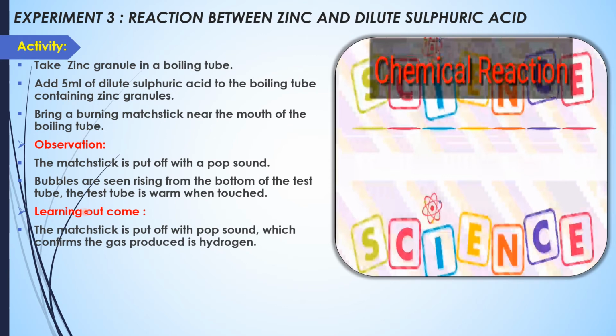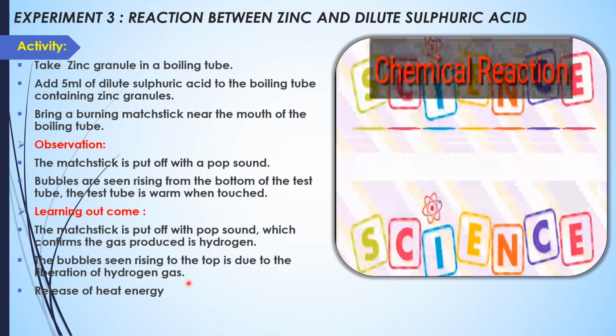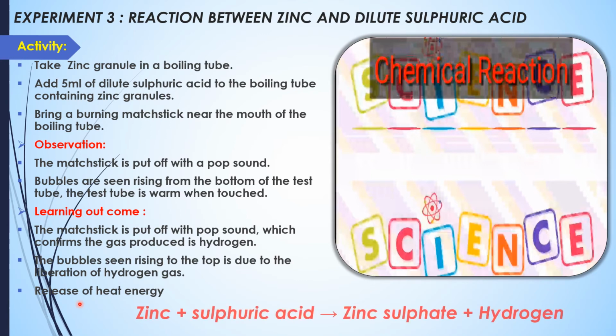So if we analyze the reactions taking place, the matchstick is put off with a pop sound, which confirms the gas produced is hydrogen. The bubbles seen rising to the top are due to the liberation of hydrogen gas. And when we touch the test tube, we feel the warmth, and that is because of the release of heat energy. So in short, the reaction can be represented as zinc plus sulfuric acid gives zinc sulfate plus hydrogen.